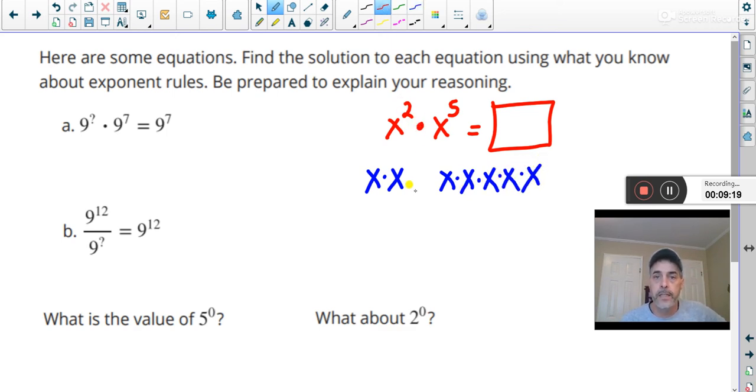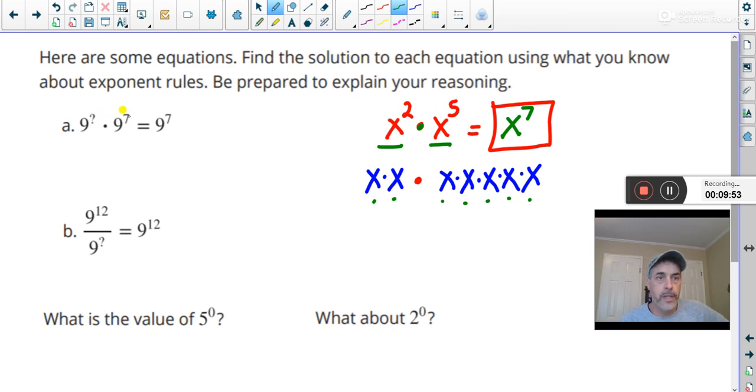This red dot here is just this red dot. So in order to remember what x squared times x to the 5th was, we expanded that notation. X squared times x to the 5th really just looks like 1, 2, 3, 4, 5, 6, 7 x's in a row. And multiplying 7 x's in a row can be written as x to the 7th power. Okay, take that thought and bring it back over here. 9 to the something times 9 to the 7th equals 9 to the 7th. Well, 2 plus 5 is 7.